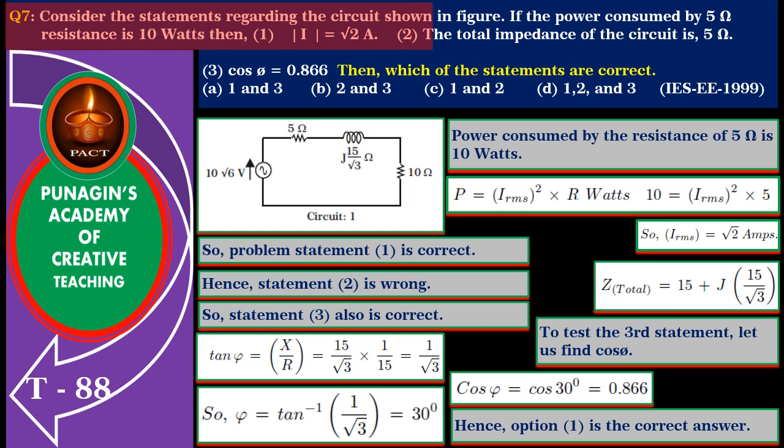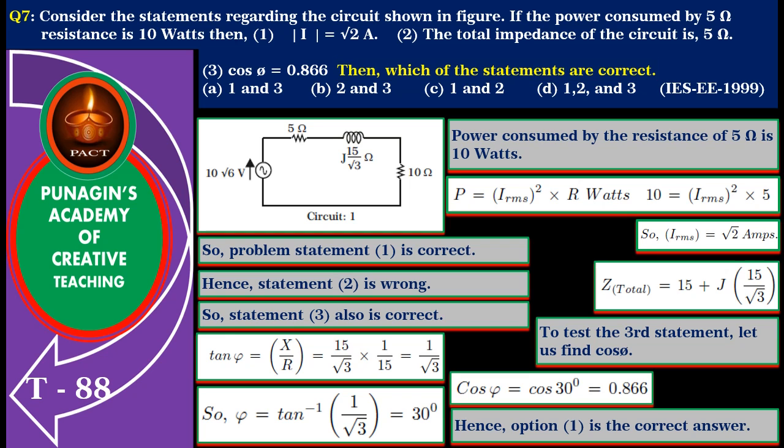Friends, finally, we shall solve question 7. Consider the statements regarding the circuit shown in figure. 1. If the power consumed by 5 ohm resistance is 10 watts, then mod of I is equal to root 2 amperes. 2. The total impedance of the circuit is 5 ohm. 3. Cos phi is equal to 0.866. We are required to identify which of these statements are correct.